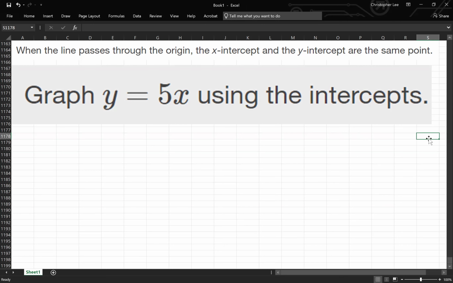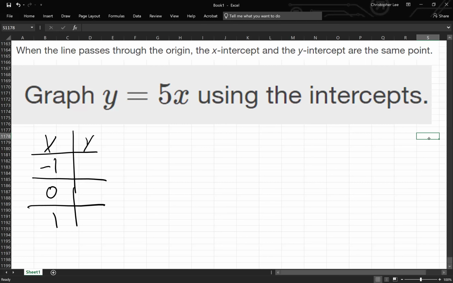So you already know what I'm gonna do, right? Make a table of values right here. You already know what my favorite points are. This is gonna be -1, 0, and 1. Plug them in. So for -1, this is gonna be -5, 0 is 0, and 1 is gonna be +5. Did I lose anybody? I went kind of quick there. You guys understood what I did? All right.